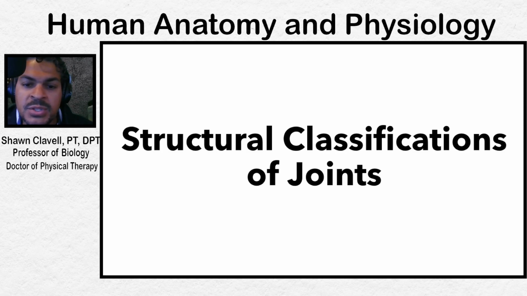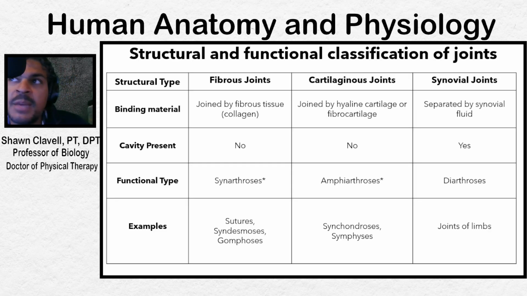So in our next sections, we'll talk about the different types of structural joints: the fibrous, the cartilaginous, and synovial joints. And then you can see there are some asterisks in the functional classification because there is some deviation in terms of the synarthroses and the amphiarthroses, but you can see that all synovial joints are diarthroses.